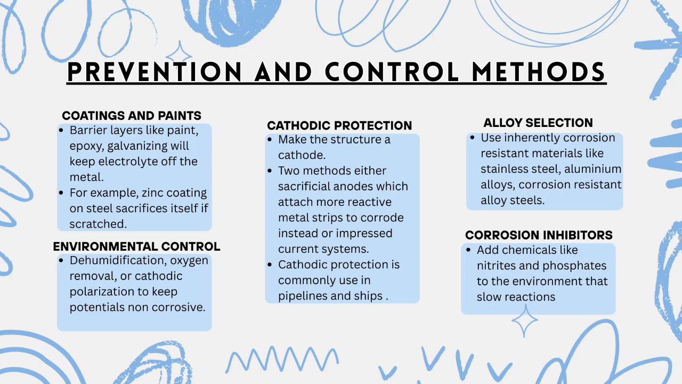Material choice matters too. Using stainless steel or aluminum greatly reduces corrosion. In liquid systems, corrosion inhibitors can be injected into the liquid to chemically slow down material oxidation. Together, these methods form a comprehensive corrosion protection system.